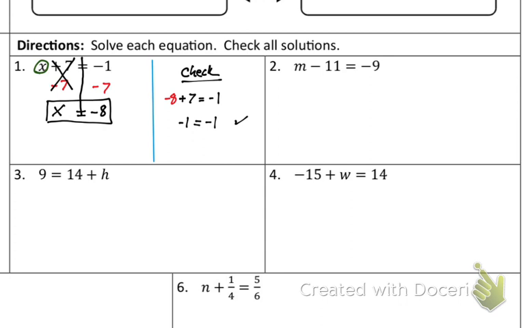We're subtracting what? We're subtracting 11. What's the opposite of subtracting 11? Adding 11. So we are going to add 11. Now what you do to one side, what do you have to do to the other?